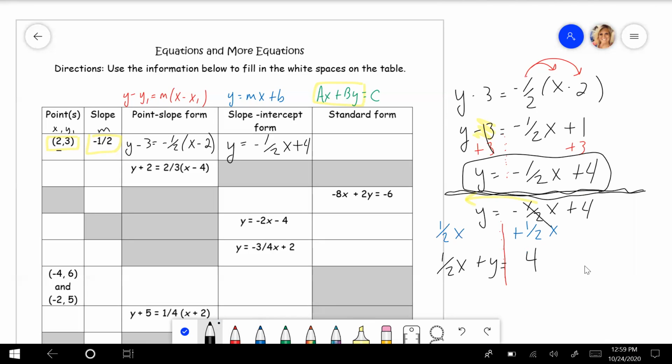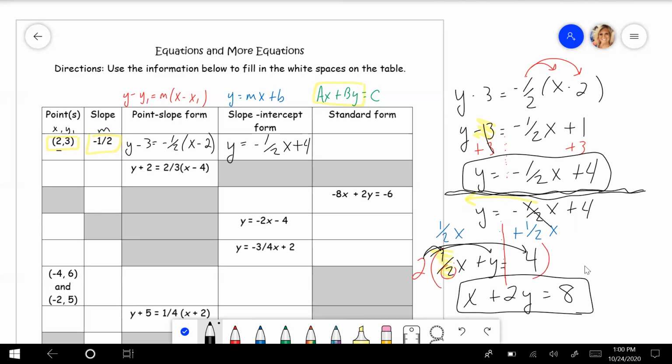Now, x and y are on the same side, but one of the rules of moving things into standard form is that you cannot have any fractions with the x or the y. So how do I get rid of that fraction? You're going to multiply by the denominator. So I'm going to multiply the entire equation times 2. So 2 times 1/2 gives me 1x. 2 times y gives me plus 2y. And 2 times 4 gives me 8. This is my equation in standard form. X plus 2y equals 8.